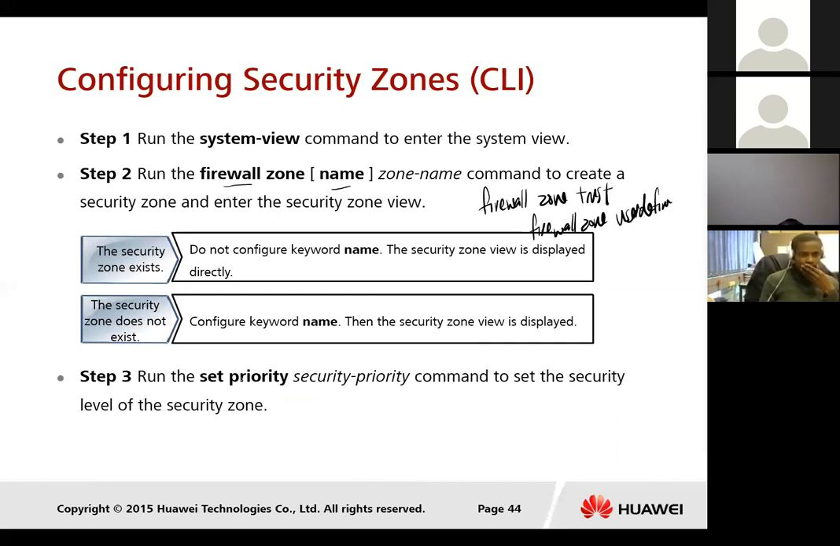Run the set priority command to set the priority of the security zone. Again, the priority supported is from 1 to 100. 5, 50, 85, 100 have been defined. These 4 numbers you can't use again. You have to use all other numbers. Okay, be aware of this.